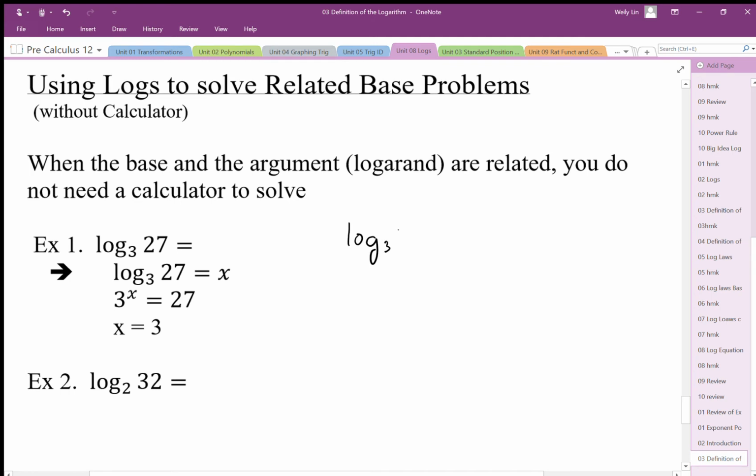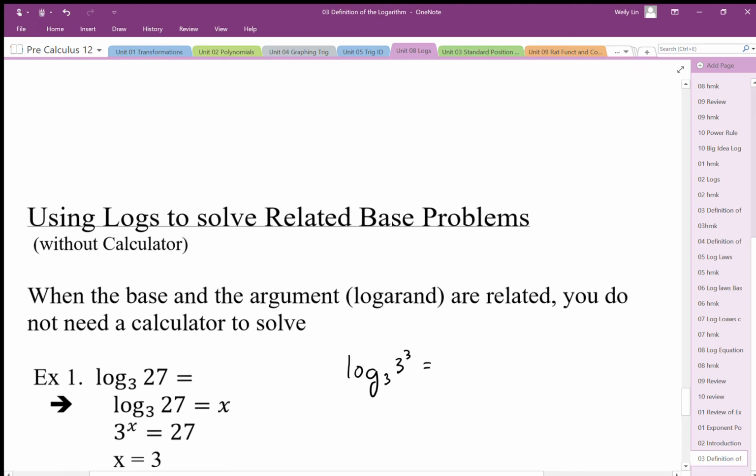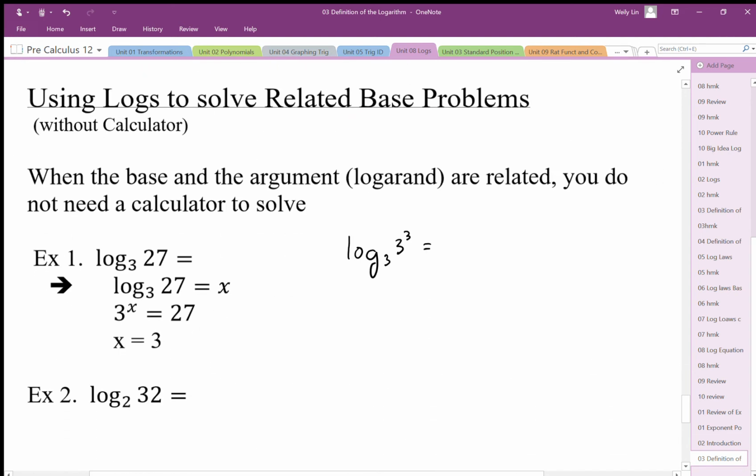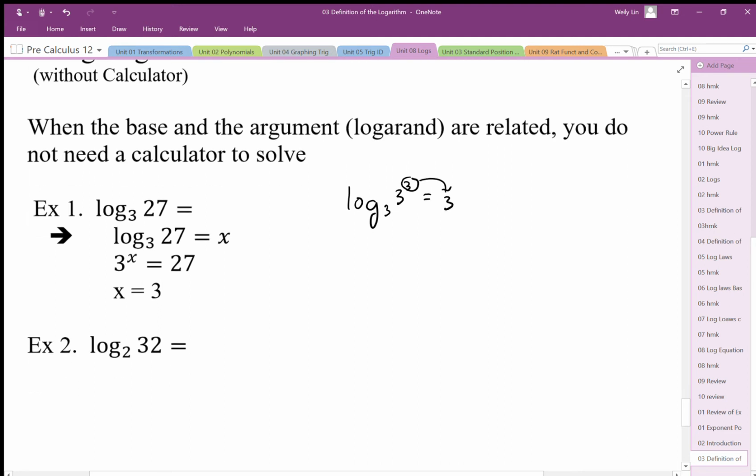Log base 3 of 3 to the power 3. Well, if I look at my identity here, if I have the same base and the base and the argument are the same, that exponent must be the answer to that log. So this must be the answer to the log. Okay, so we get log base 3 of 27 is equal to 3. Either way, it doesn't really matter if you do it in the log form or exponent form.